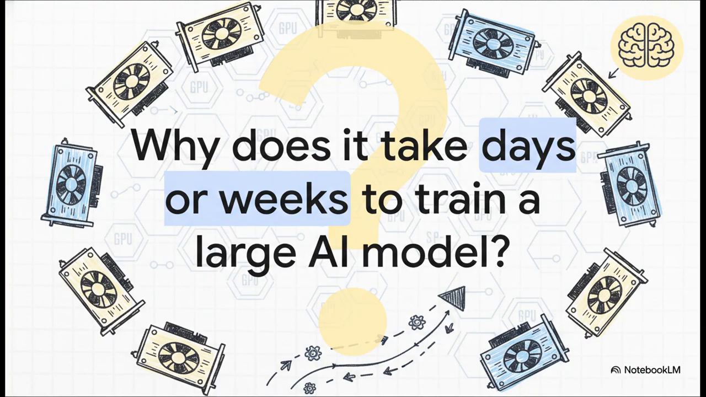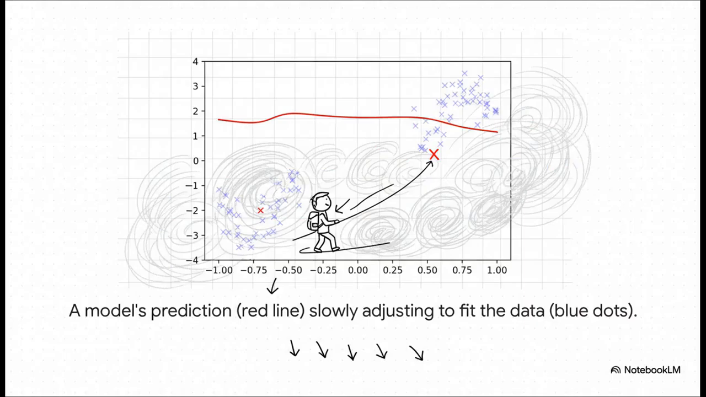Yeah, this is the core question, isn't it? When you hear about these giant models training for weeks on end across thousands of GPUs, it's because the basic process they're using is this incredibly slow, step-by-step grind to the bottom. So the most common method is something called gradient descent.